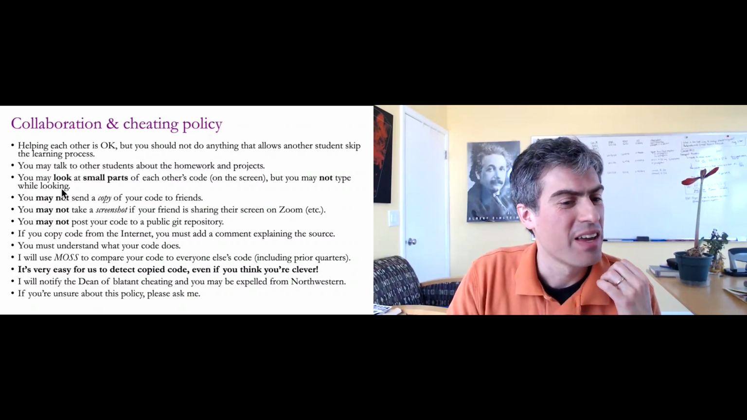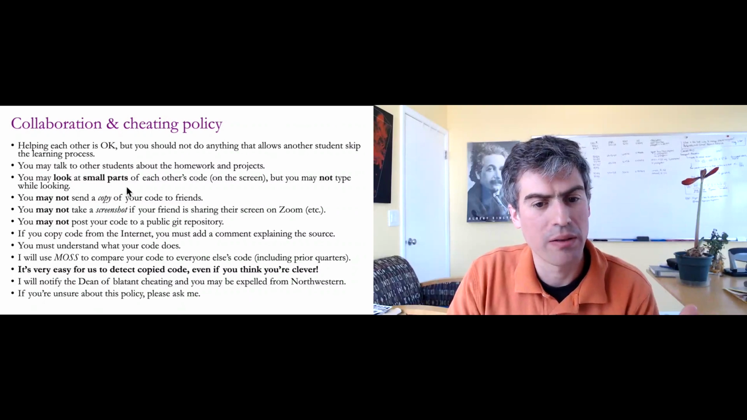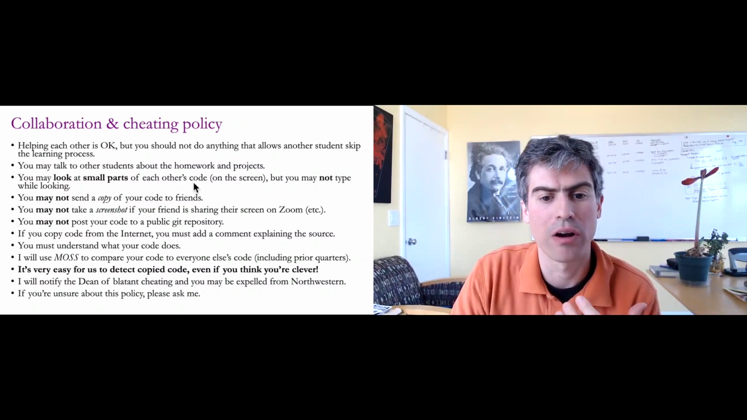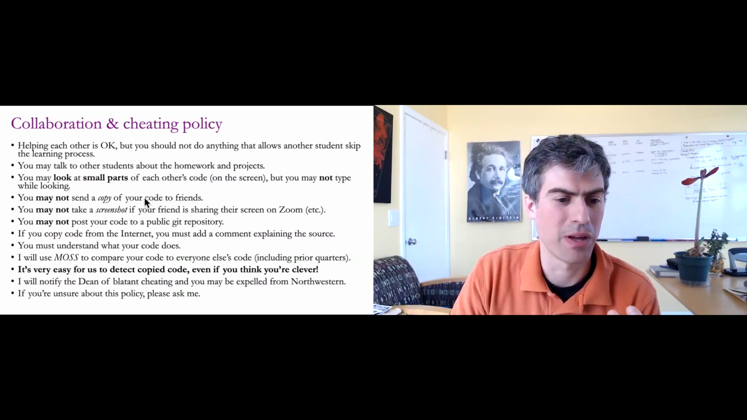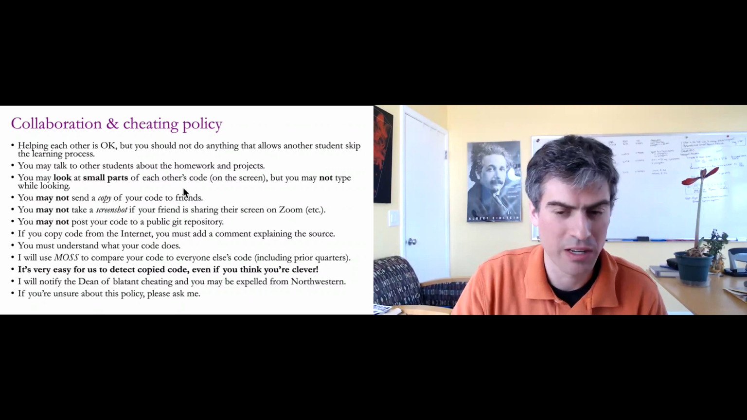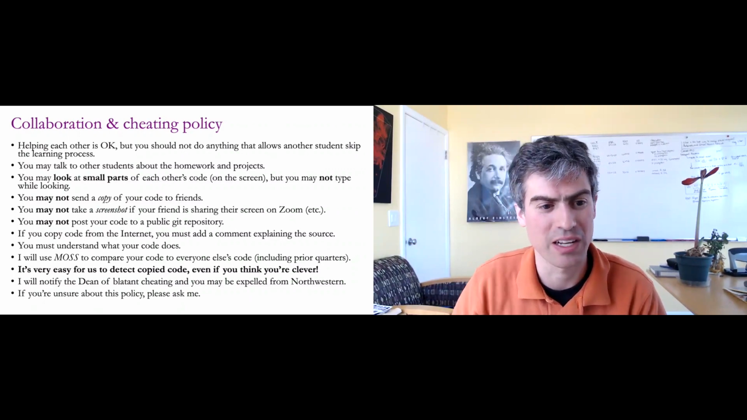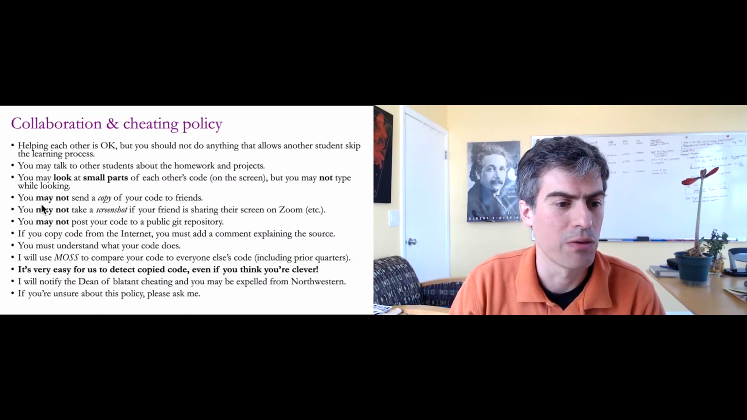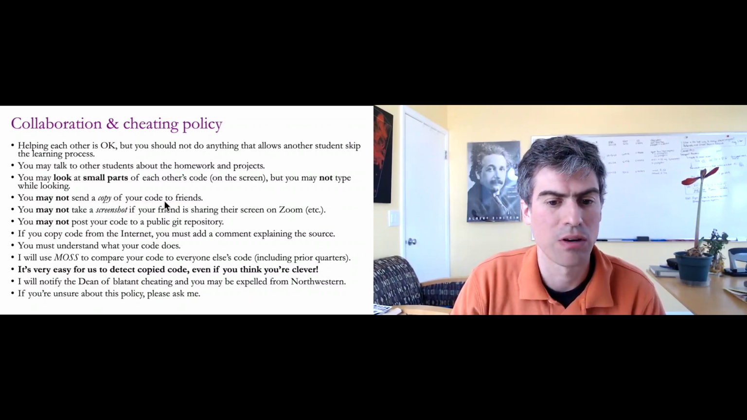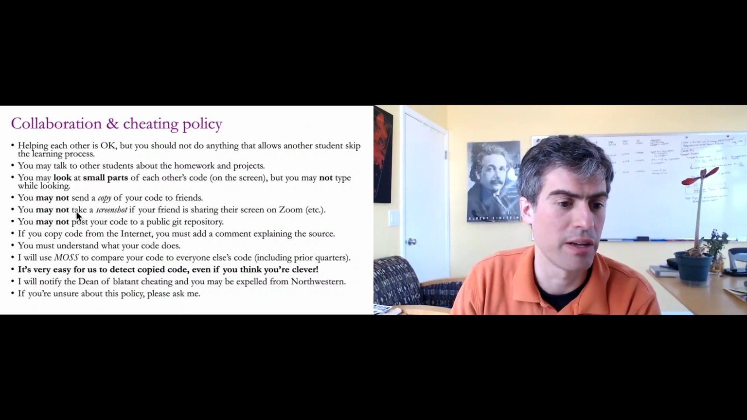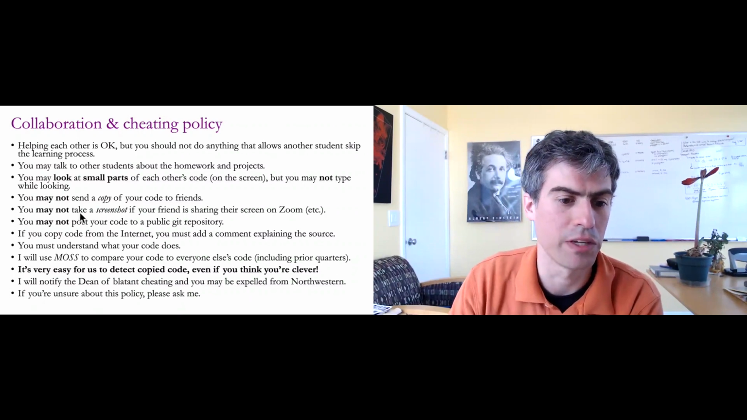And in doing so, you can look at the other person's code on their screen. Okay, so you can look at small parts of each other's code on the screen. But I don't want you to copy code. So if you're looking at someone's screen and you're typing at the same time, that's bad. You shouldn't do that, right? Because that's copying. If you send a digital copy of your code or any kind of version of your code, whether it's an image or a file, to your friends, that's also not allowed, right? Because that's sending a copy that someone can reuse.